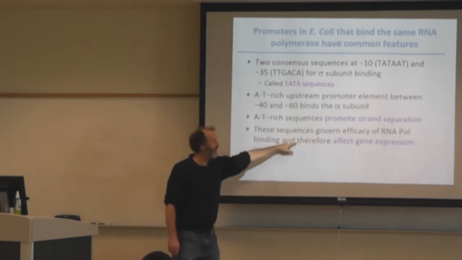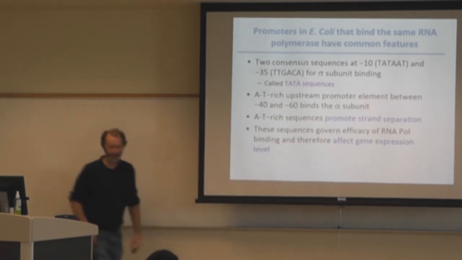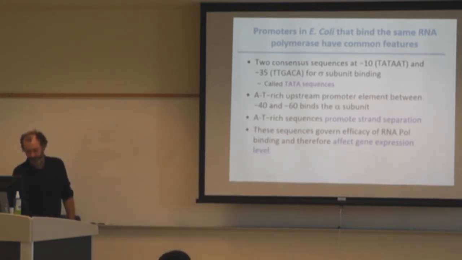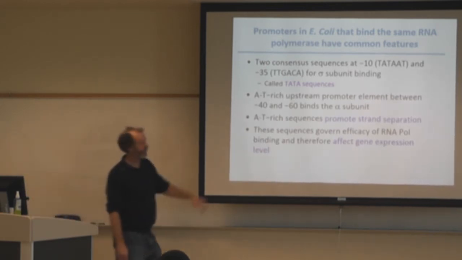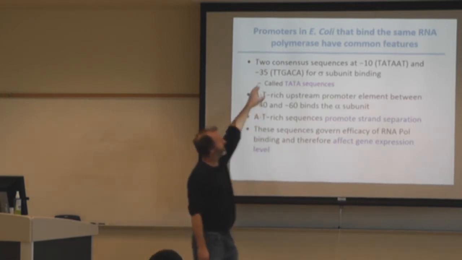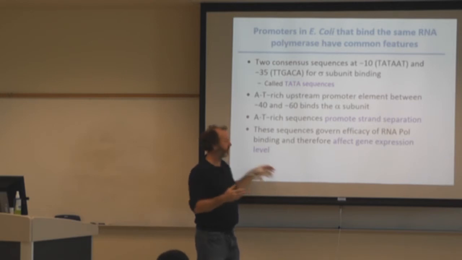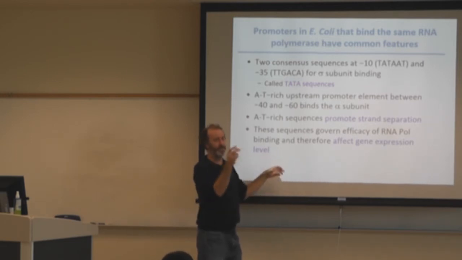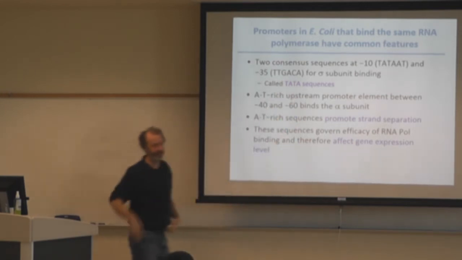These sequences govern efficacy of RNA polymerase binding and therefore affect the gene expression level. So, do you guys understand what that means? These can differ by a little bit, and if they're different by a little bit, they're going to affect how well RNA polymerase is going to bind to that. So if you get something that doesn't need to be expressed so much, you might have some changes in this consensus.